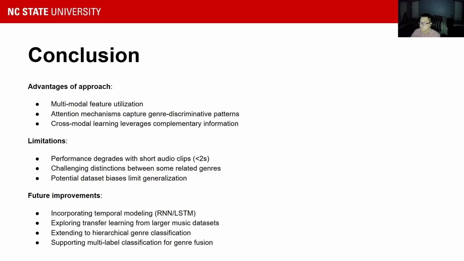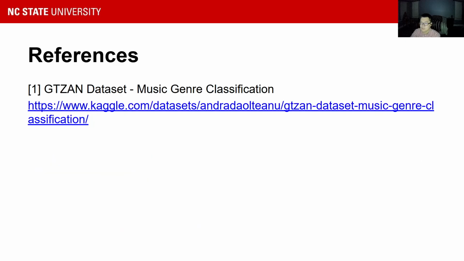Our model still has room for improvement, such as incorporating temporal models with RNN or LSTM, exploring transfer learning from larger datasets, or extending to hierarchical genre classifications, and more. And here's our reference. As before, this is the reference to the GTZAN dataset that is available on Kaggle.